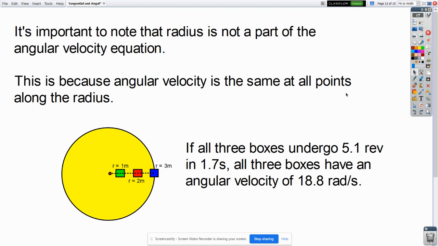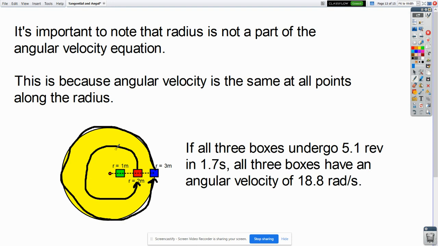For the blue horse on the outside to make a complete revolution, it has to follow the entire circumference of the circle around. For the red one to make a revolution, it will follow a much smaller path. For the green one to make a revolution, it will follow an even smaller path still. Each one of them will travel a different distance in the same amount of time, in that 1.7 seconds. And because of that, all three of these will have a different tangential velocity.